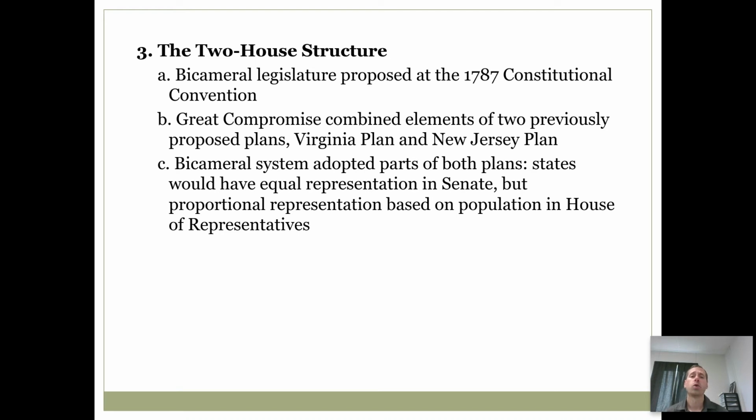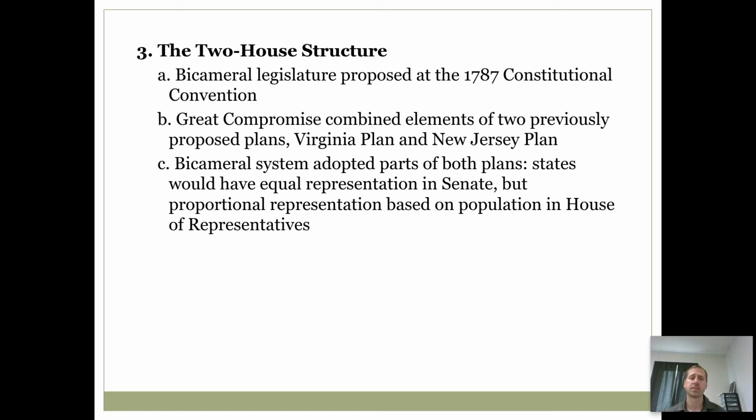Now, we know the Virginia plan, whenever they were creating the Constitution, had a unicameral legislature, and it was all based on population. We decided on a bicameral legislature, and that combined the New Jersey plan and the Virginia plan. It split the difference.